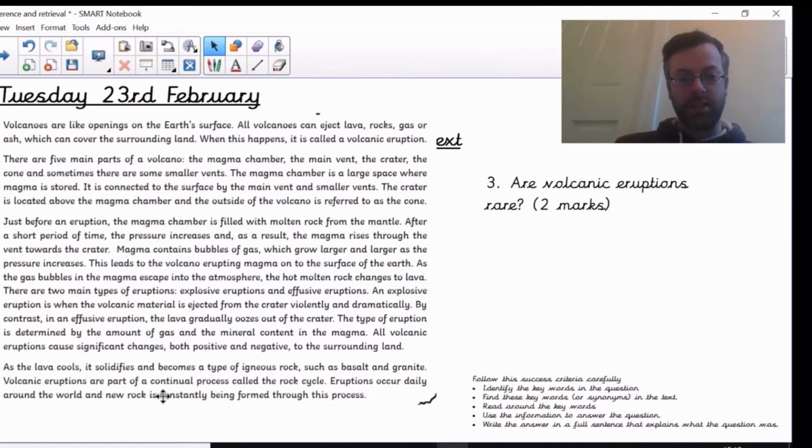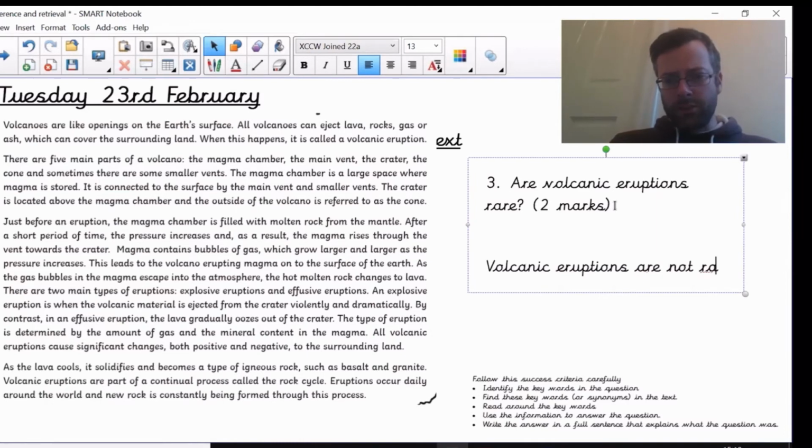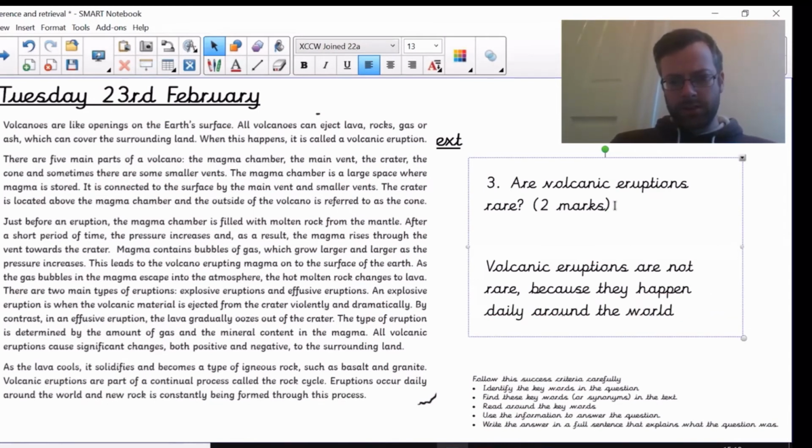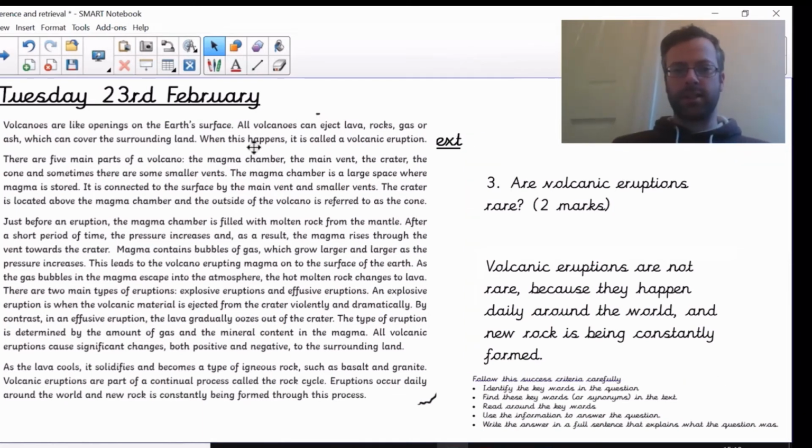And it's constantly, okay? So it's worth 2 marks, so I need to put in both of those. So I'm going to say volcanic eruptions are not rare because they happen daily around the world and new rock is being constantly formed. If something's constant, then it's not rare, is it? And there are my 3 answers to this text.